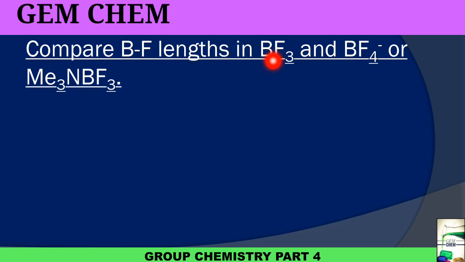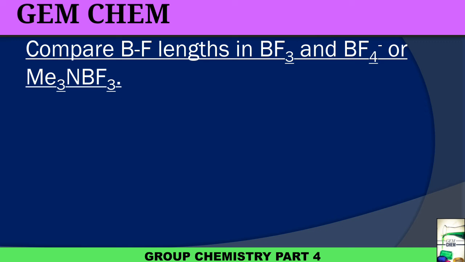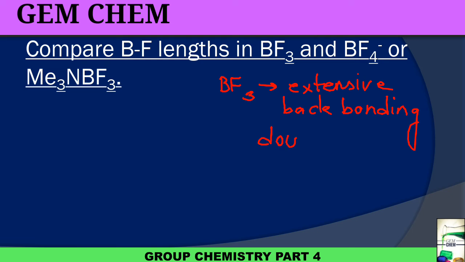Now we will see the next and the last question of this video, that is we have to compare the B-F lengths in BF3 and BF4 minus or Me3N-BF3. Now we have already seen the structure of BF3. Now we need to see the structure of Me3N-BF3 or BF4 minus. Now in BF3 we have already seen that there is an extensive back bonding, and this back bonding leads to a double bond character.